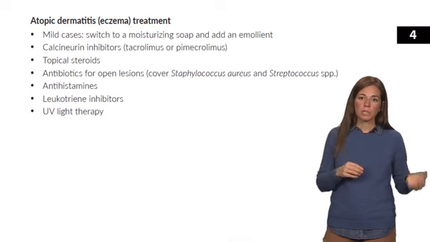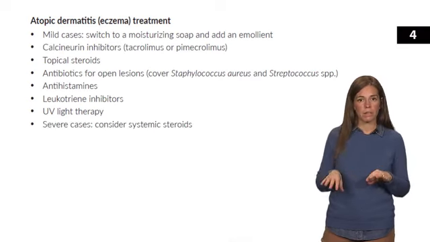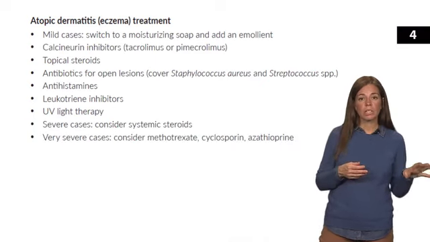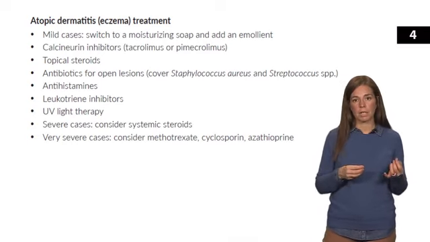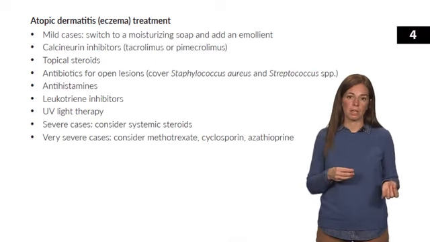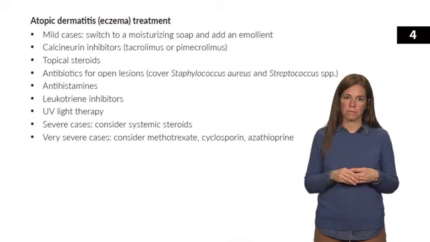Leukotriene inhibitors may provide some support for patients who also have asthma or allergic rhinitis, and then UV light therapy can help some. These lesions tend to improve in the summer and worsen in the winter for that reason. And then when it gets really bad, systemic steroids can be used temporarily to control major flare-ups, and for even more refractory cases, especially in an adult patient with severe atopic dermatitis, you could consider systemic immunosuppressants like methotrexate, cyclosporin, or azathioprine. But these drugs are really last resort, and those patients would need to be under the care of a dermatologist or an allergist.